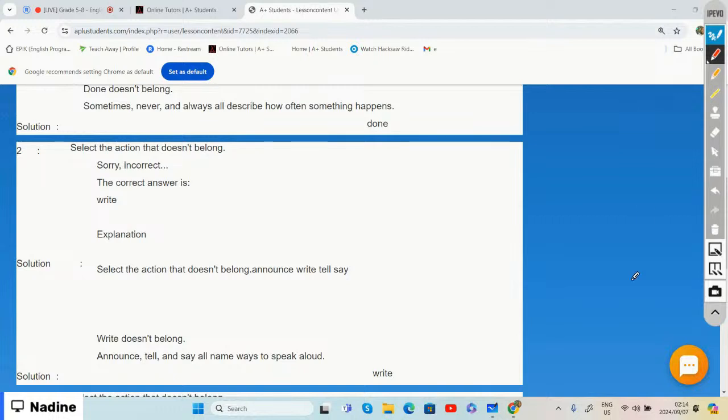All right, we're going to look at more words. It says we need to select the word that doesn't belong. We have announce, we have tell, we have write, and we have say. We need to identify the word that doesn't belong within that sentence. What is the word that doesn't belong within that sentence? Announce, tell, write, or say.